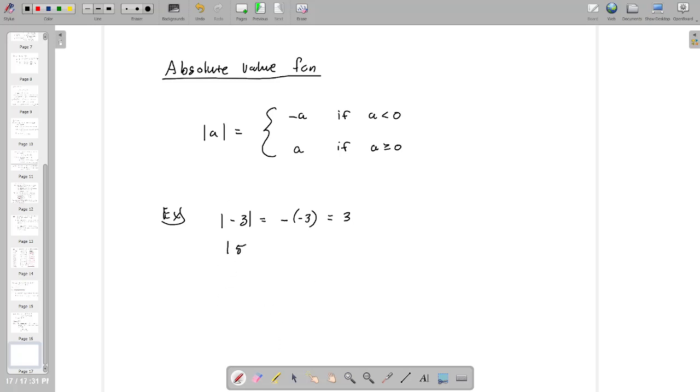Similarly, the absolute value of 5 is equal to 5, because now our a is 5, a is greater than or equal to 0, so we just write out the value a, which is 5.